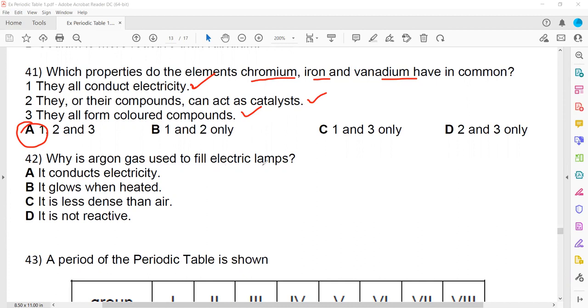Argon is used in electric lamps. What is the reason? This is a repeated question. Because it is unreactive, it does not react.